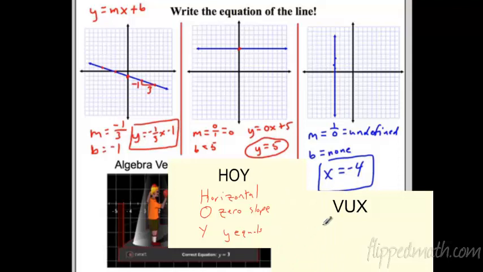Alright, what about for vertical lines? Well, we have VUX. VUX means we've got this vertical line straight up and down, and that has an undefined slope. And what is that? That is an x equals kind of problem, just like the one above is x equals -4. So when you see x equals, you know it has an undefined slope and it's a vertical line, versus HOY, horizontal zero slope, y equals. Great way to remember these special cases so you get these right.